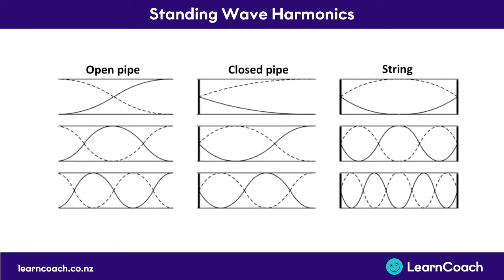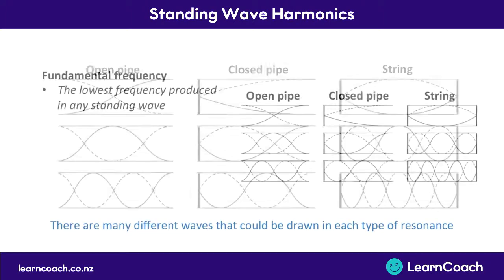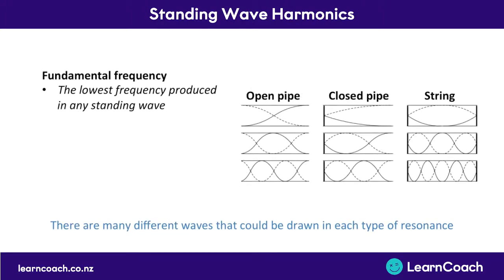In this video, I want to look at these different types of wave which can exist within each, because you'll notice there's this most basic wave up the top, and you can fit more and more half or quarter wavelengths in as you go. So we're going to cover some important names and some calculations of these. The first name that we need to know is called the fundamental frequency. This is the lowest frequency that can be produced in any standing wave.